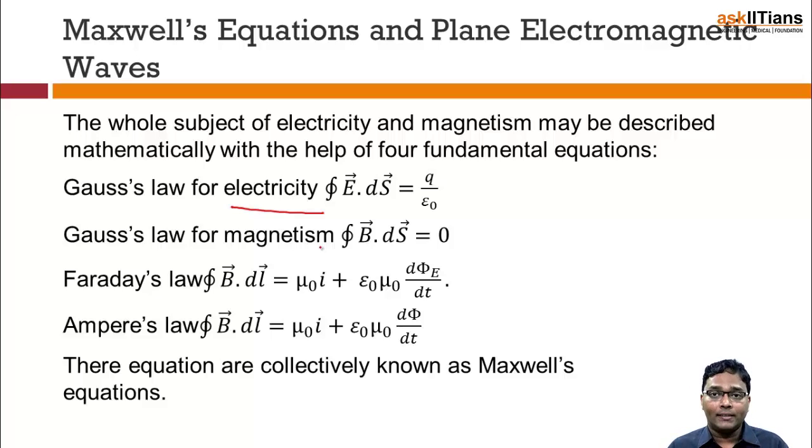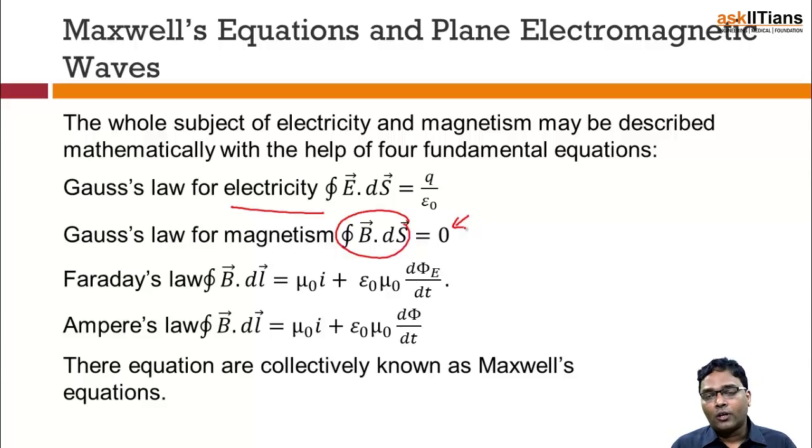But for the case of magnetism, there is nothing like a standalone positive charge or standalone negative charge. There are no magnetic monopoles, to be precise. So since there are no magnetic monopoles, the total magnetic flux over a given closed area, if you try to find it over the total area, is going to be equal to 0, because there is no single magnetic monopole existing.